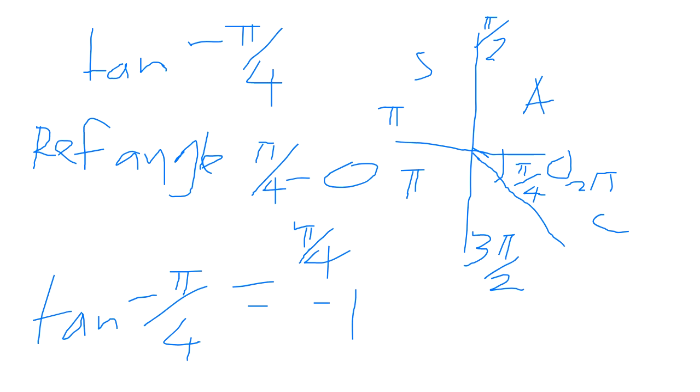Is that because tan, the reference angle is pi over 4? Tan pi over 4 is 1. But when we drew the angle on the CAST, it put us in the 4th quadrant. In the 4th quadrant, tan is negative. That's why we're having -1. It's very important for you to recognize this one.